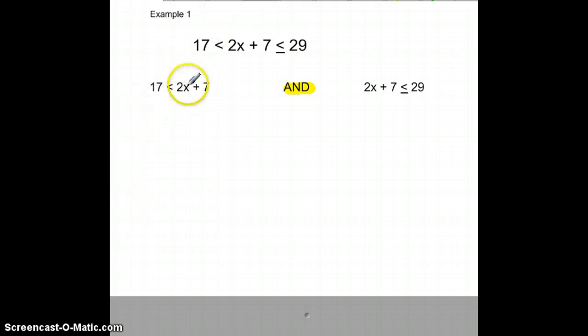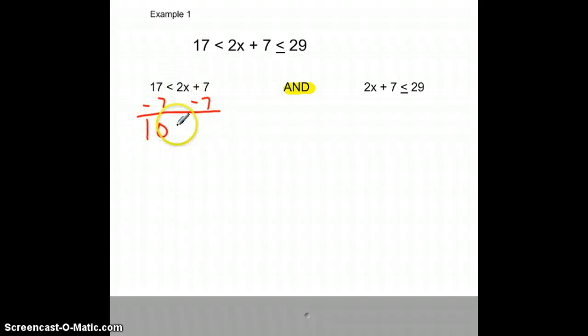In this situation, we should know at this point, we'll get the variable alone, subtract 7 from both sides. We have 10 less than 2x. Here we'll divide by 2, and we should end up with x is greater than 5.